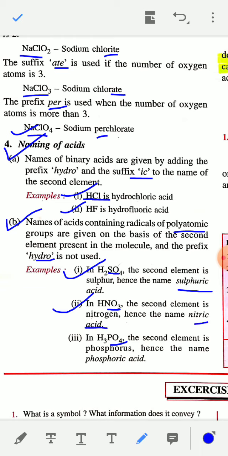So the names of this type of acid containing radicals of polyatomic groups are given on the basis of the second element present in the molecule. Similarly, in H3PO4 the second element is phosphate, so the name of this compound is phosphoric acid. In H2SO4 the second element is sulfate, so the name of this acid is sulfuric acid. In HNO3 the second element is nitrogen, so the name of this acid is nitric acid.